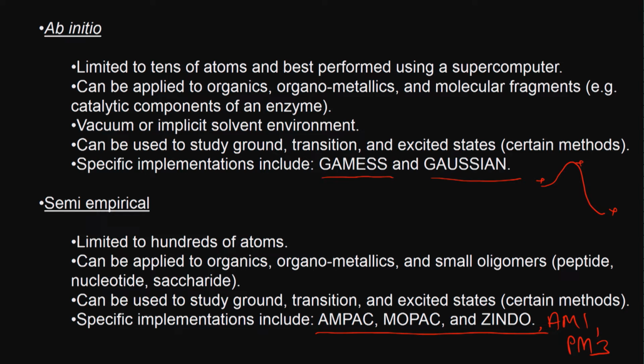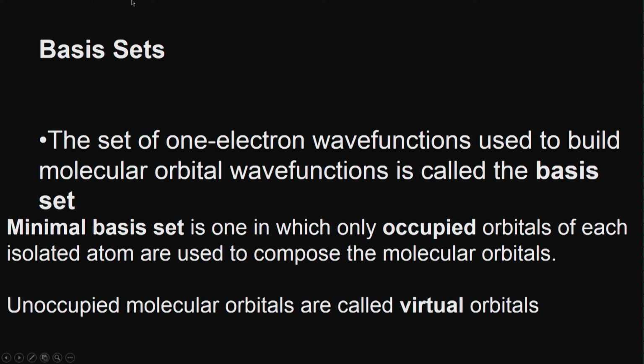So, of these two basic methods, generally for drug discovery semi-empirical is good enough. If you are a theoretical chemist, then you may go into ab initio methods. You need to understand certain terminologies. The most important in ab initio is called basis sets. This is a set of one-electron wave functions used to build the molecular orbital wave functions.